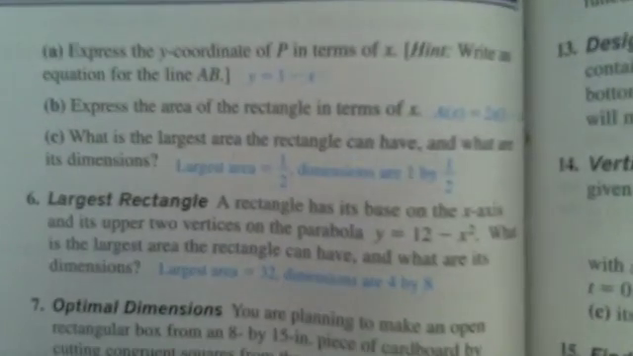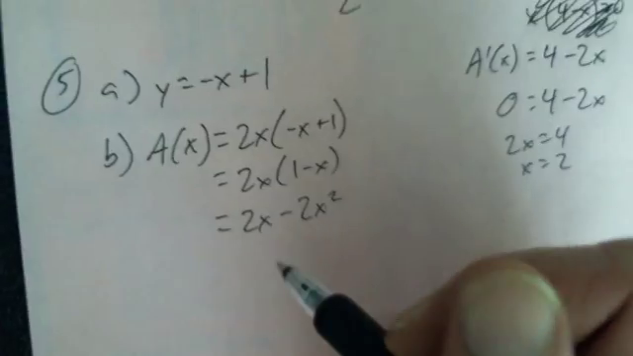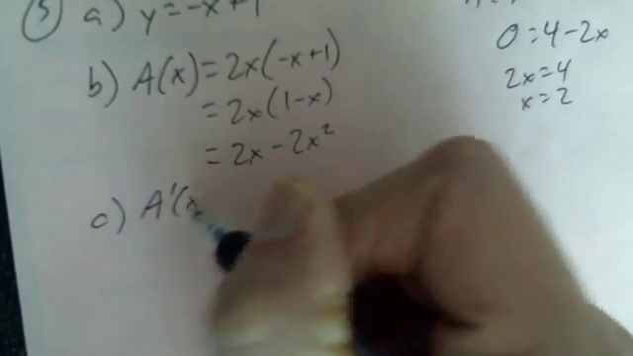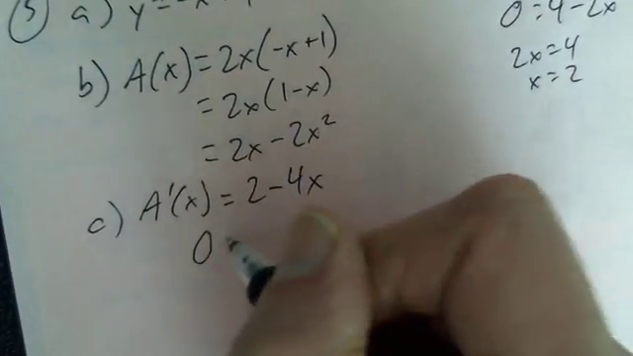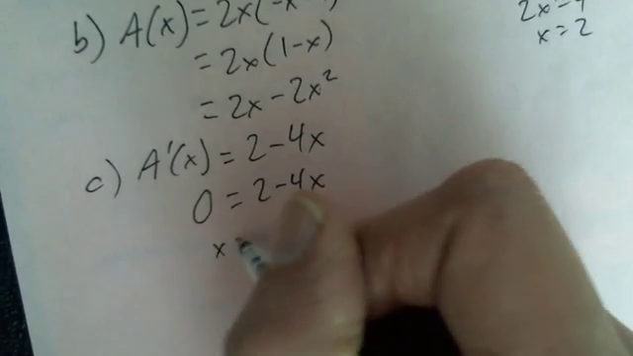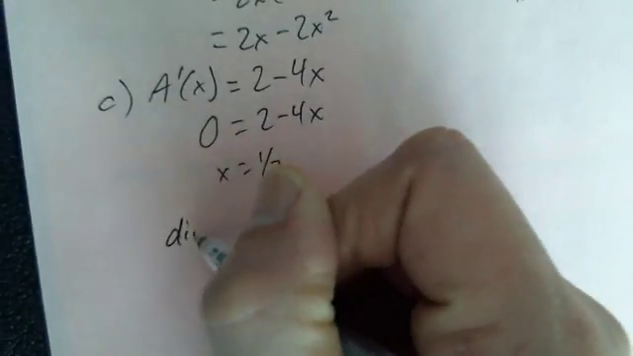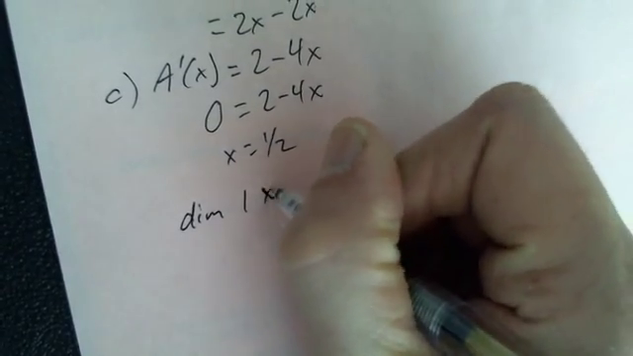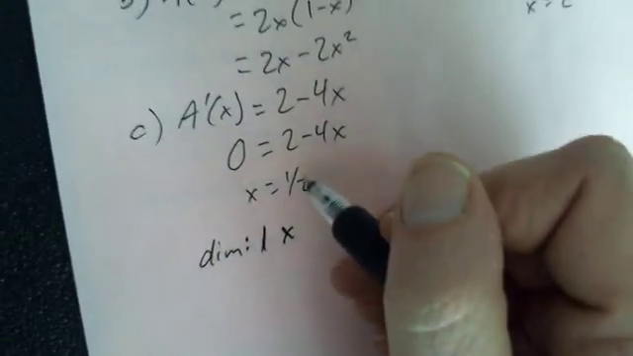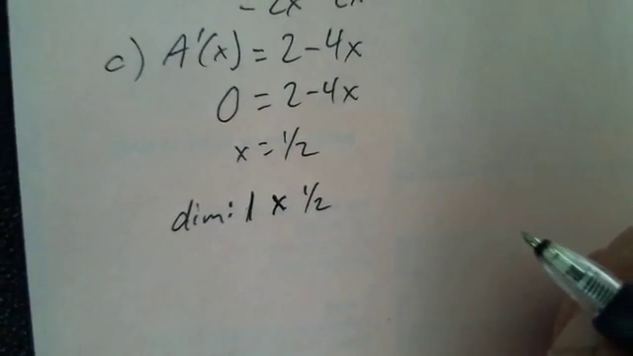And what is the largest area the rectangle can have, and what are its dimensions? All right, so once we have the area formula all laid out already, we can take the derivative of it. 2 minus 4x set equal to 0. So that means that x equals a half. All right, so its dimensions, x equals a half. That means that this is a half, and it's a half this way, so it's 1 by something. So dimensions are 1 by, that's an x for by, not 1x. Now if we put in 1/2 up here, negative 1/2 plus 1 is 1/2. So it's 1 by 1/2.